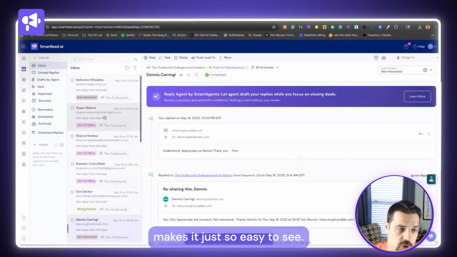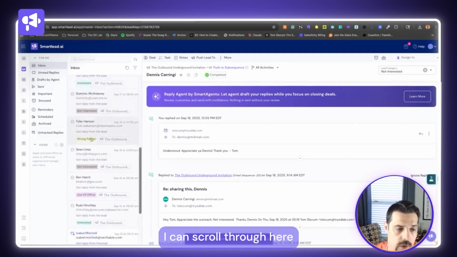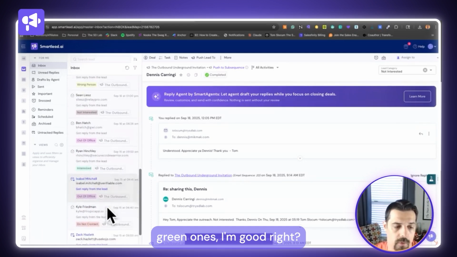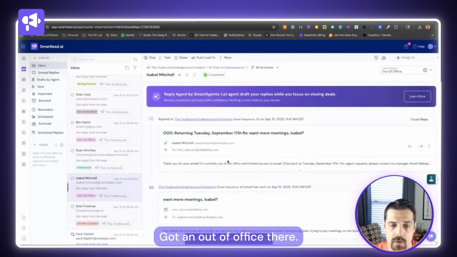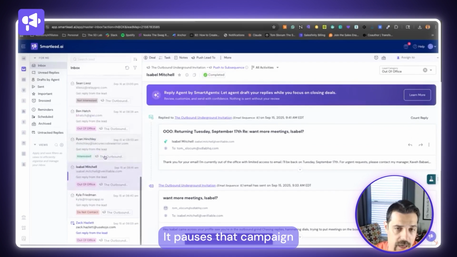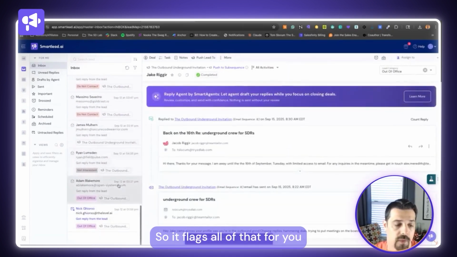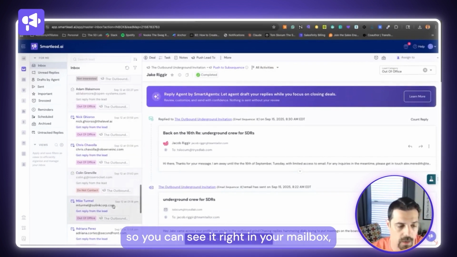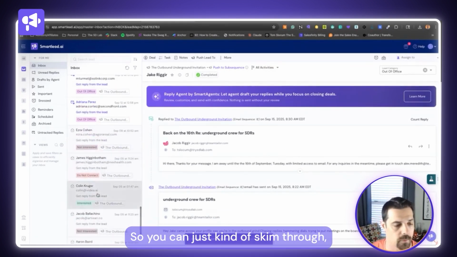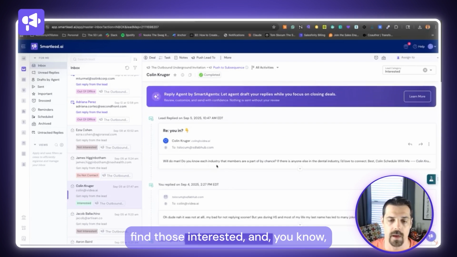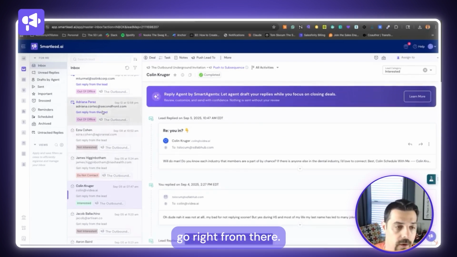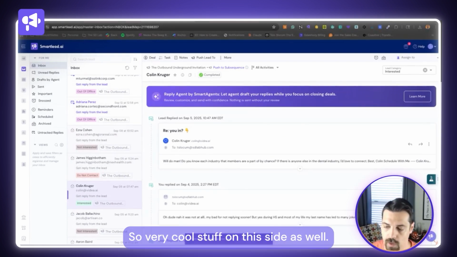And their mailbox makes it just so easy to see. I can scroll through here, and as soon as I see green ones, I'm good. Here's a prime example. Got an out of office there. It automatically flags it and pauses that campaign until they come back. Here's another one. So it flags all of that for you so you can see it right in your mailbox, and it's all color coordinated, so you can skim through, find those interested, and go right from there. Very cool stuff on this side as well.